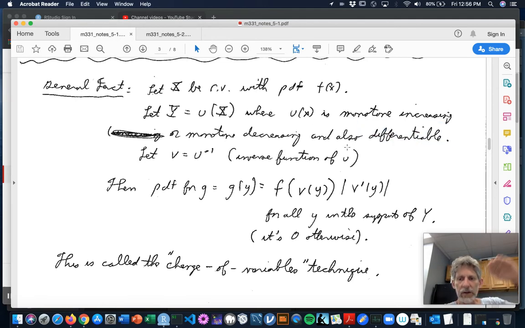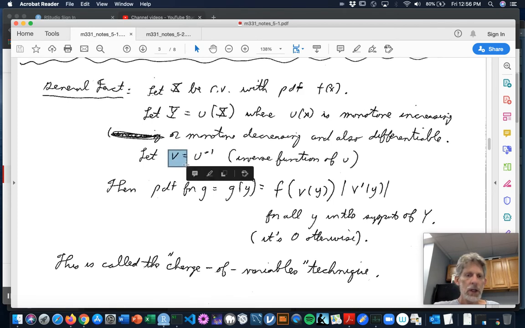Well, since it's either increasing or decreasing, it's got to be one-to-one, so it's going to have an inverse function. And in calculus theory, you learned that the inverse function would also be differentiable and all that kind of stuff. So let's call that inverse function nu. Not really v. I'm following the textbook, and my eyes are a little bad, but I think they're writing a nu there. So let's just call it nu.